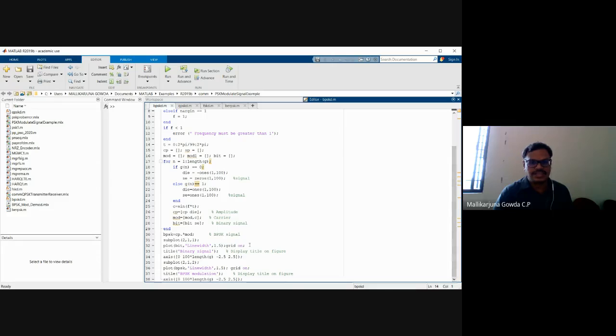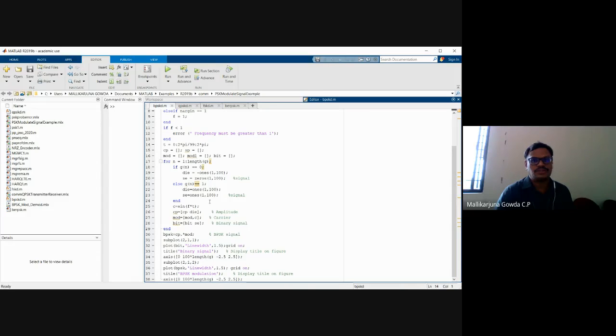I can decide the line width and other things. The first statement, plot bit, is for plotting the binary signal. Then I'm mentioning the name of that graph as binary signal. I'm representing here the x-axis, and this is the plot for the BPSK modulated signal, which I'm naming BPSK modulation. So that's all. This is about the code.